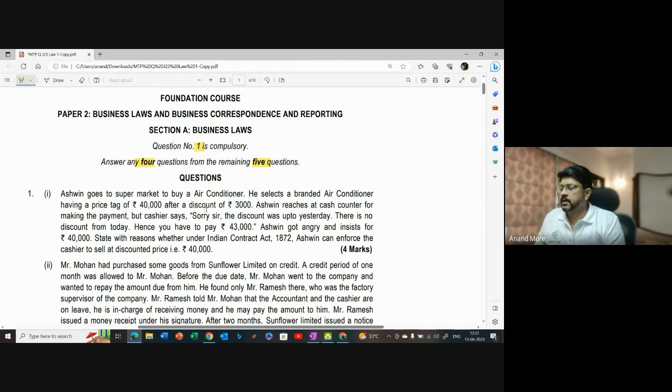Let us consider the first one. Ashwin goes to a supermarket to buy an air conditioner. He selects a branded air conditioner having a price tag of rupees 40,000. After a discount of rupees 3,000, Ashwin reaches the cash counter for making the payment, but the cashier says, "Sorry, sir, the discount was up to yesterday. There is no discount for today. Hence, you have to pay rupees 43,000." Ashwin got angry and insists on rupees 40,000. State with reasons whether under the Indian Contract Act of 1872, Ashwin can enforce the cashier to sell at the discounted price of rupees 40,000. So this is the situation.